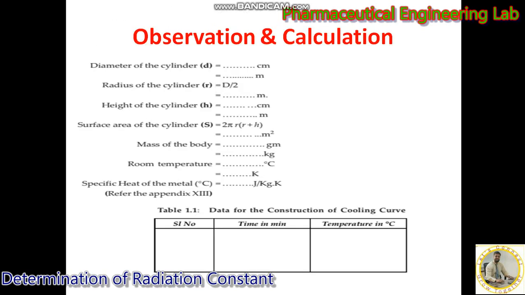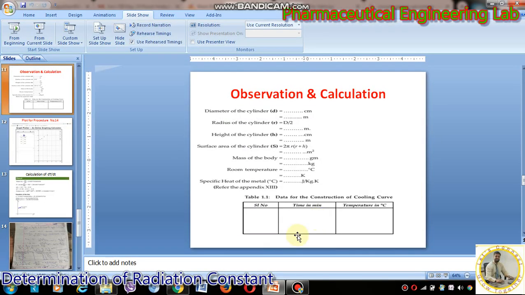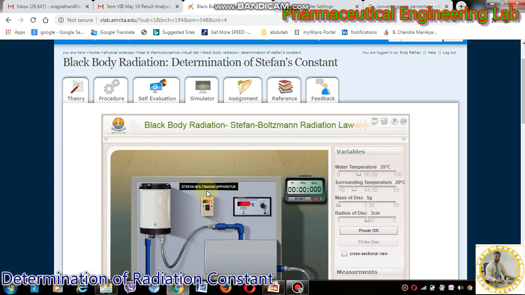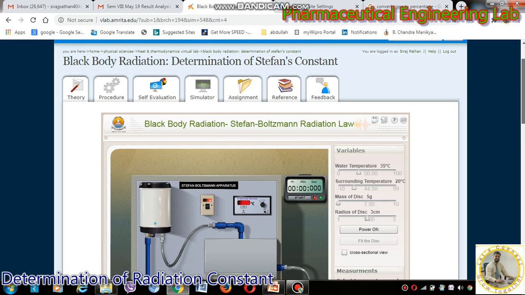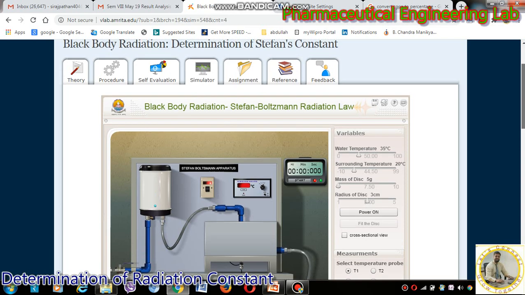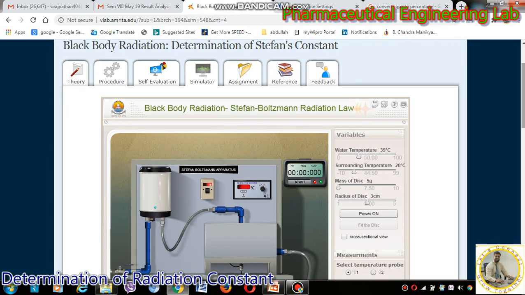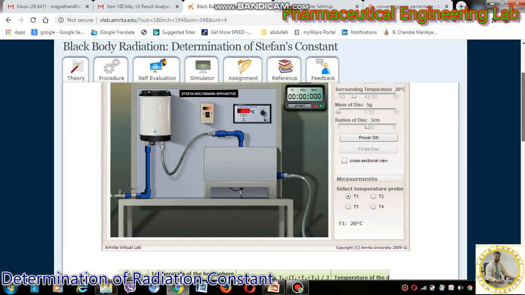Now I am going to show you, we are going to use a virtual lab to perform this experiment. I will share this link in the description, so there is no issue. You can perform this at your home, and this VLab virtual lab is an initiative by MHRD, Ministry of Human Resource Development, and this VLab of pharmaceutics is taken by Amrita Vishwavidyalaya, that you can see here, vlab.amrita.edu. The practical is very simple.